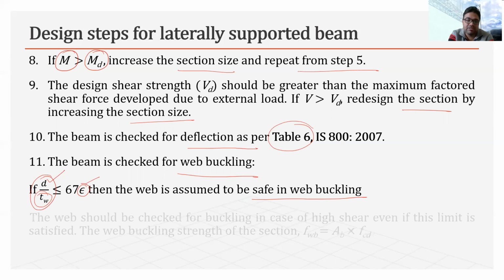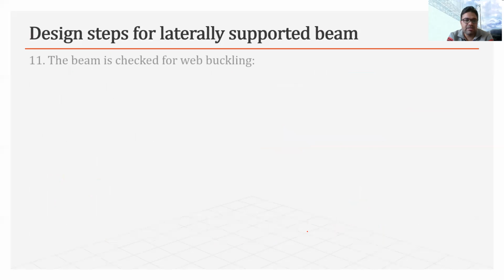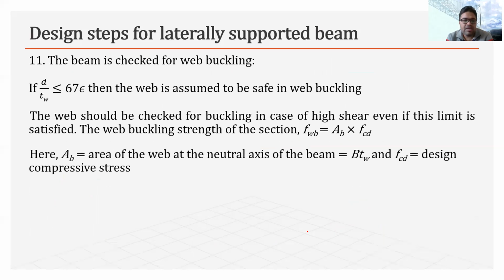But there is a condition: if our beam is of high shear case, in that case we are supposed to check our beam for web buckling criteria, and the web buckling formula is AB into FCD. I have explained this earlier also, but we will see it again. AB is the area of web at the neutral axis, which is B1 plus N1 in case of support, and B1 plus 2N1 in case of below the concentrated load.